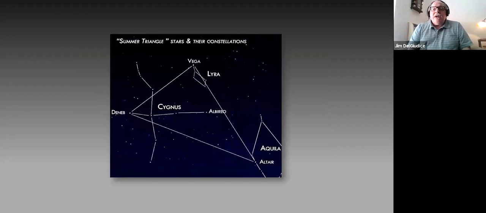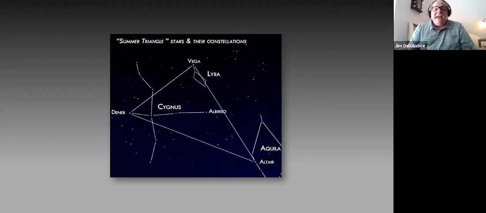And if you look up, say, maybe 9 o'clock at night, up towards the zenith, up towards the top of the sky, there are three stars in a perfect right triangle. The one at the top is Vega, which is actually the brightest star in the summer sky. And on one side of it is a figure that looks like a swan, which is called Cygnus, and the tail of the swan is Deneb.